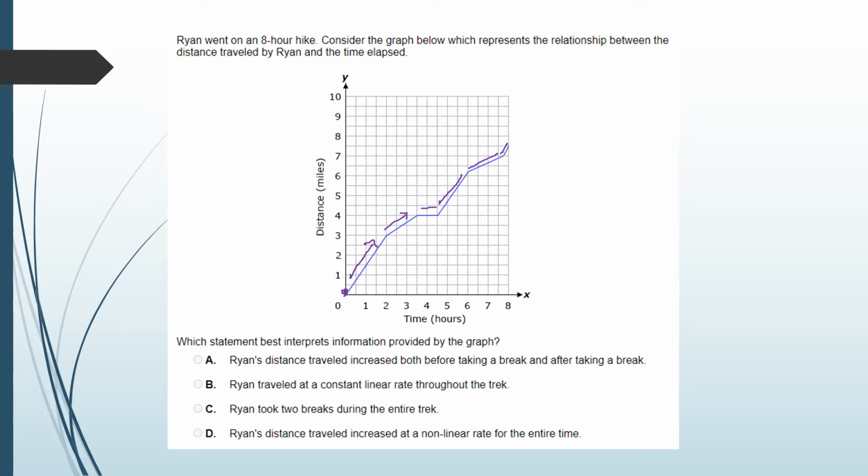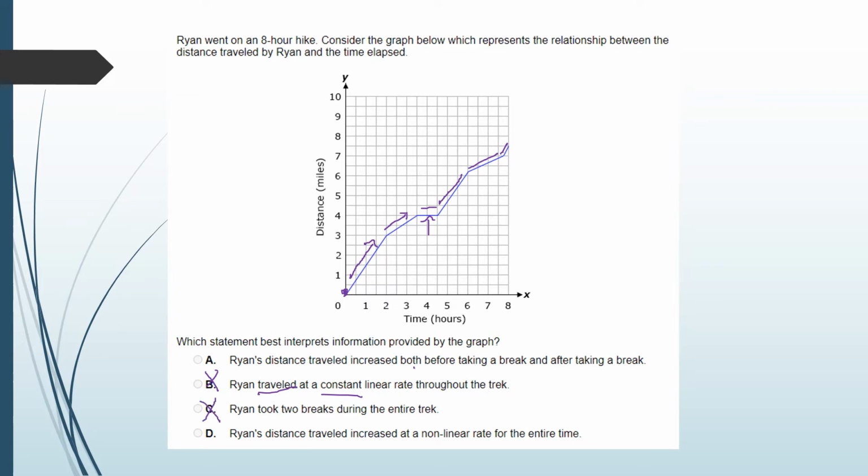Ryan's distance traveled increased both before taking a break and after taking a break. Here's where he took a break. That's how far away he was. That sounds about right. So it increased and then it increased again. Did he travel at a constant rate? No, he did not. He changed the entire time. He took 2 breaks during the trek. Well, we've only got that one time when he didn't go any farther and his time remained the same.